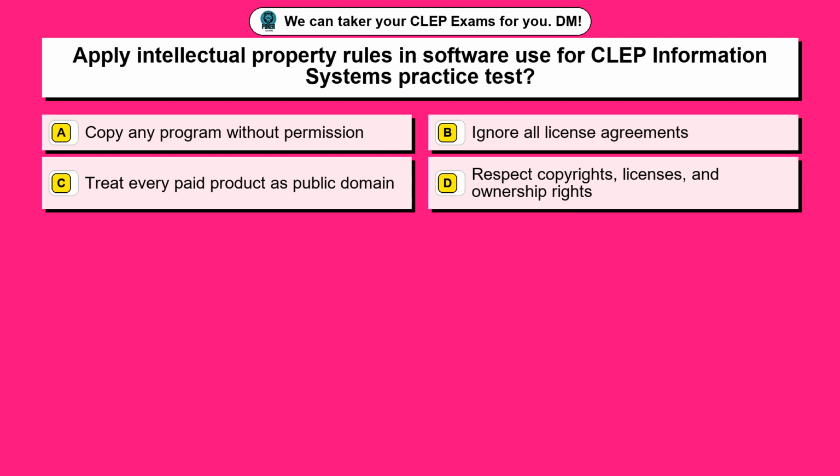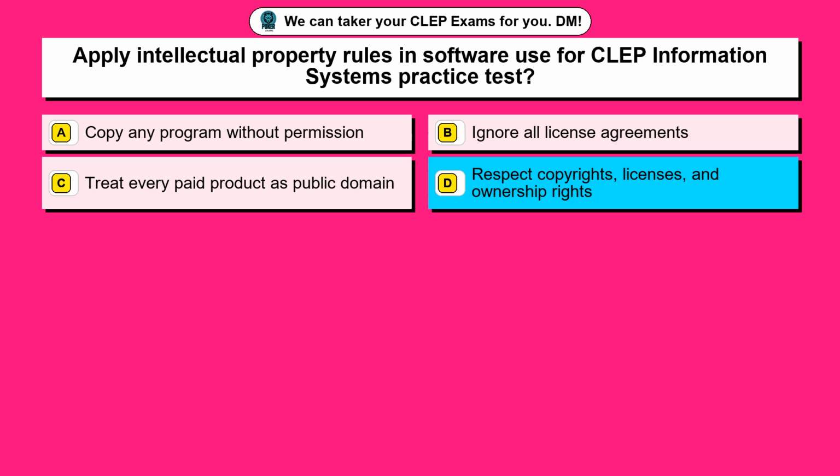Question 98. Apply intellectual property rules in software use for CLEP Information Systems practice test. Option A. Copy any program without permission. Option B. Ignore all license agreements. Option C. Treat every paid product as public domain. Option D. Respect copyrights, licenses, and ownership rights. The correct answer is option D.